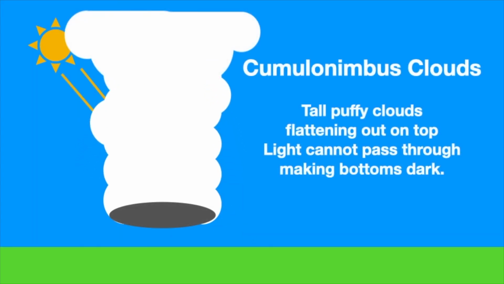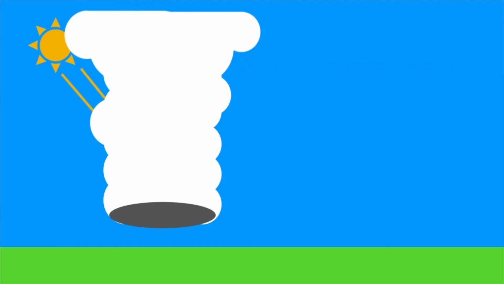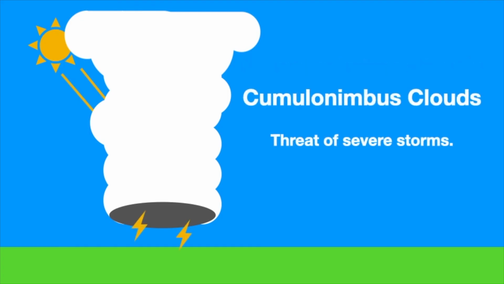When it pushes up into the upper atmosphere, we form a cumulonimbus cloud. These are the tall puffy clouds that flatten out on top, and light cannot pass through them as easily, making the bottoms very dark. These are where severe weather is most likely to happen.